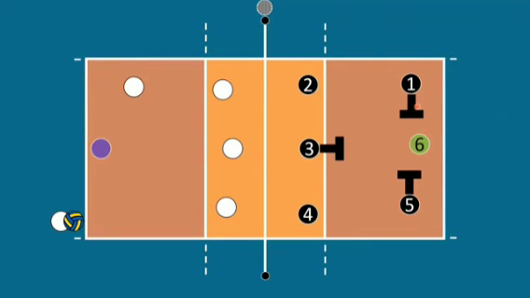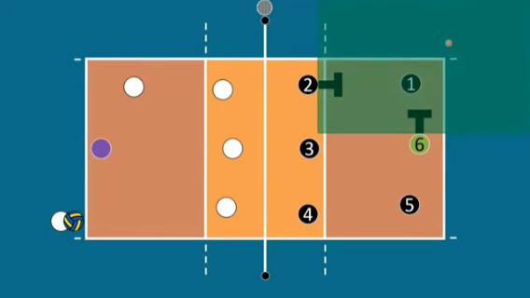So player 6 needs to be between these players. Player 6 can stand anywhere in this green area, then player 6 is in rotation. For player 1, player 1 would look at the player in front of them, or there's no one on the right, so on the left. If player 1 stands in this area, then player 1 is in rotation.